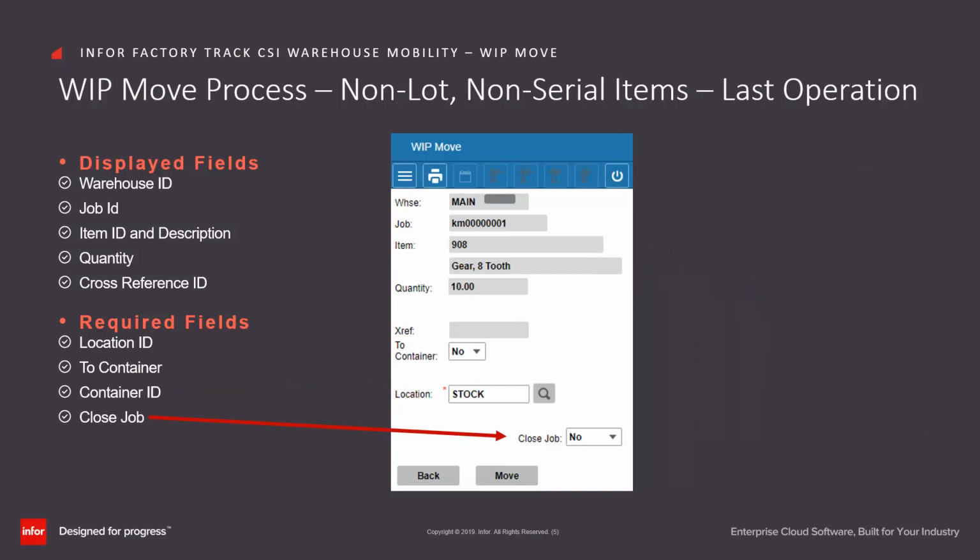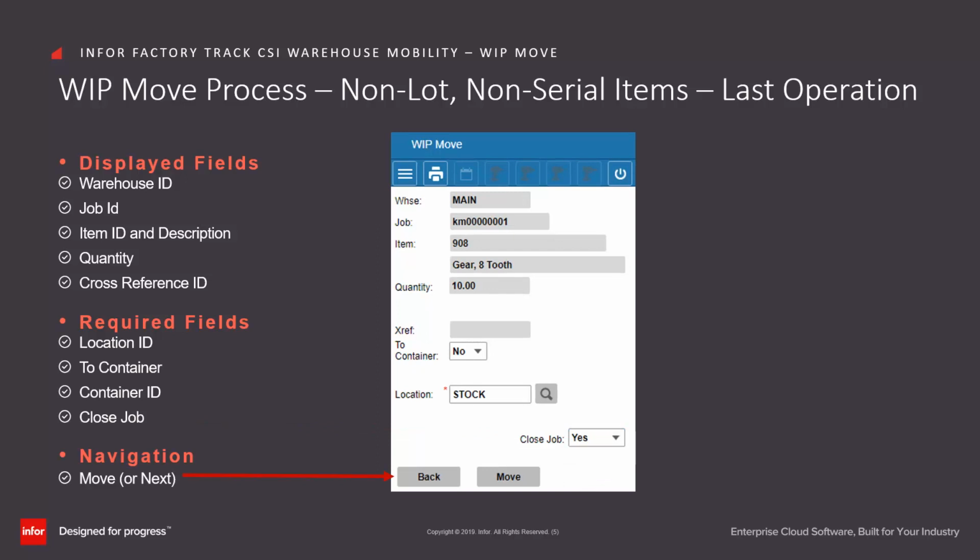If configured for entry in transaction set maintenance parameters, the closed job field is displayed. Enter or select from the drop-down if the job should be marked as closed. Note that once closed, no other transactions can be logged against this job. Click on the Move button to continue, or click Back to go back to the previous screen.